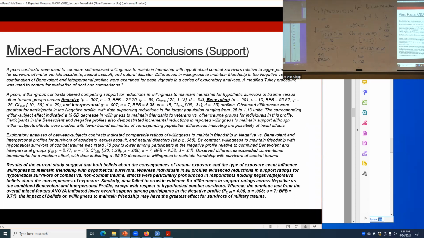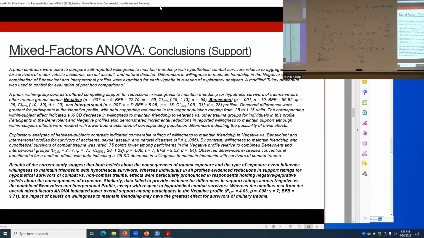So here we're saying our operator contrast was used to compare self-reported willingness to maintain friendship with hypothetical combat survivors relative to aggregate ratings for survivors of motor vehicle accident, sexual assault, and natural disaster, and differences in willingness to maintain friendship in negative versus the combination of benevolent and interpersonal profiles were examined for each vignette. In a series of exploratory analyses, a modified Tukey was used to control for post hoc comparisons. Then I threw up a little footnote there to say, hey, this is what I did, so I wanted people to know what's happening.